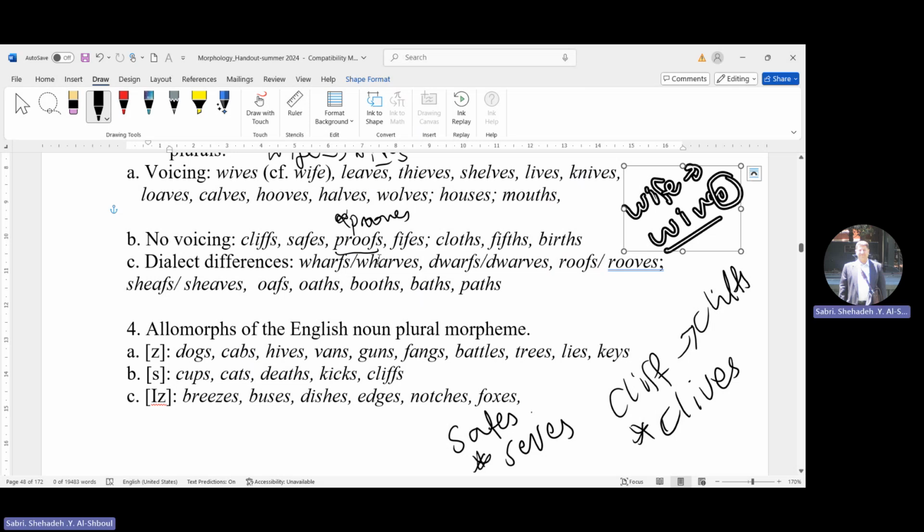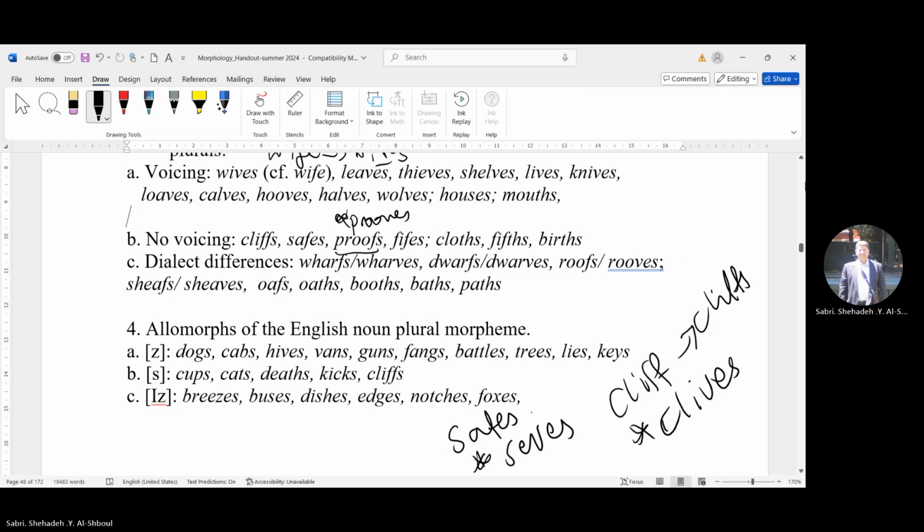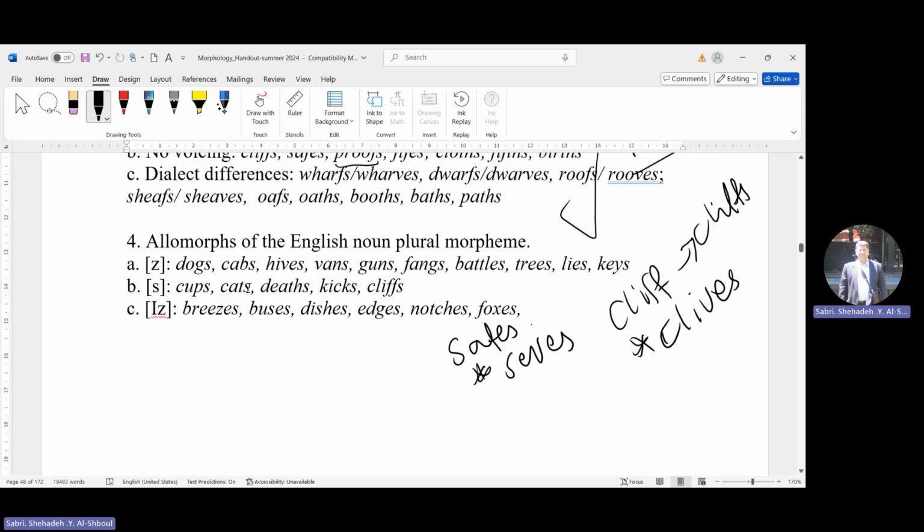With wharf, in some dialects it is produced as wharfs, and in other dialects it is wharves. With dwarf, dwarfs, dwarves; roof, roofs; sheaf, sheaves. So these patterns show tolerance to multiple possibilities. And finally, we have the allomorphs that are also here.